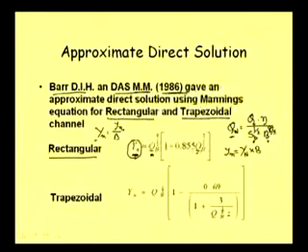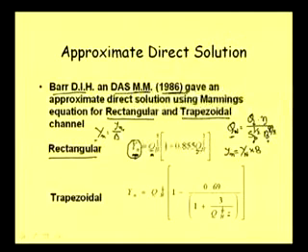And of course, as these formulas are approximate solutions, we should always do one thing. First we use these formulas and get a value of normal depth, which is an approximate value, and that approximate value we always put in the main formula. Main formula means the original formula that we are talking about.